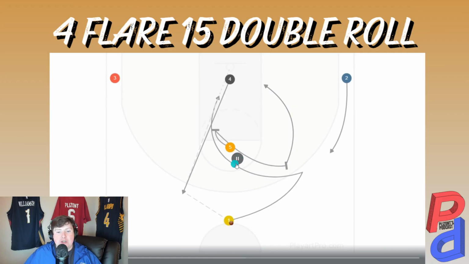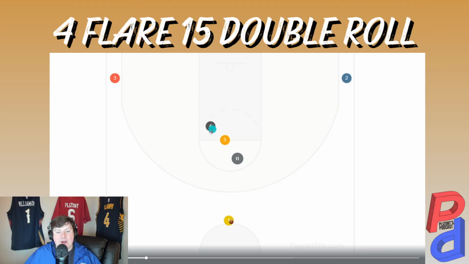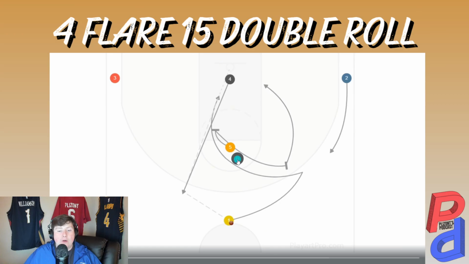So we start off. The center is going to set a screen on the 4. 4 flashes up. He gets the ball. Point guard comes over to the right wing. He pivots off of this second screen. The 2 flashes up. The 1 crashes down. He gets the ball, dunks it, or passes it to the center.